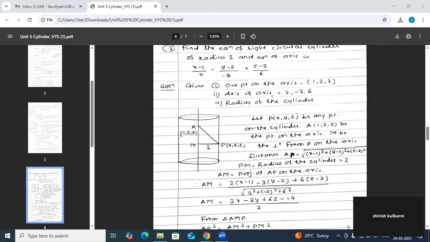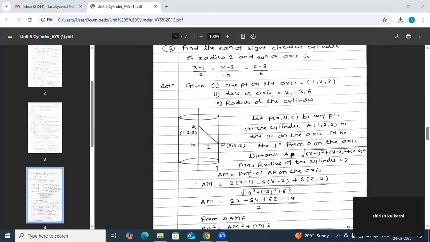AP is equal to the square root of (x minus 1) square plus (y minus 2) square plus (z minus 3) square. PM is the radius, which is given. PM, the radius of the cylinder, is 2. Now see the concept. AM is the projection of AP on the axis.